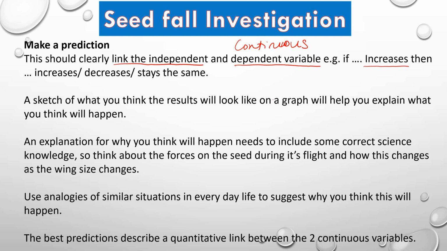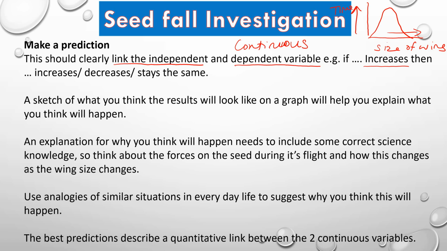So have a little think about what the results would look like on a graph, okay? So if we had a graph of our data, this is before we've even collected it, we would have size of wing down here, and that's going to increase as you go that way. And the time to fall would go this way. So do you expect your graph to have a shape that looks like that? A shape that looks like that? A shape that looks like that, or a shape that looks like that.